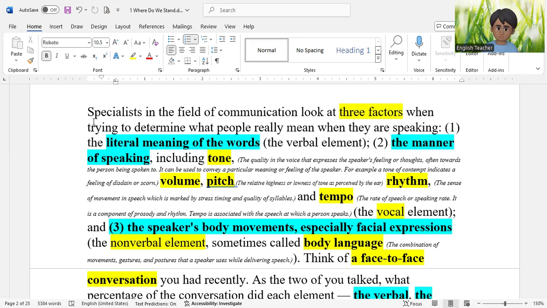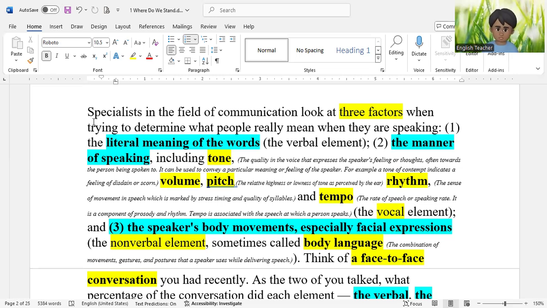Right? That's tone. Then next, you have volume and pitch. What is volume and pitch? The relative highness or lowness of tone as perceived by the ear. Right now, as I'm speaking on this Zoom platform, my voice has a volume and pitch. You may regard this as too loud or medium or low. What is rhythm? The sense of movement in speech which is marked by stress timing and quality of syllables. This is more technical. You can Google to understand further, or you can just leave it.